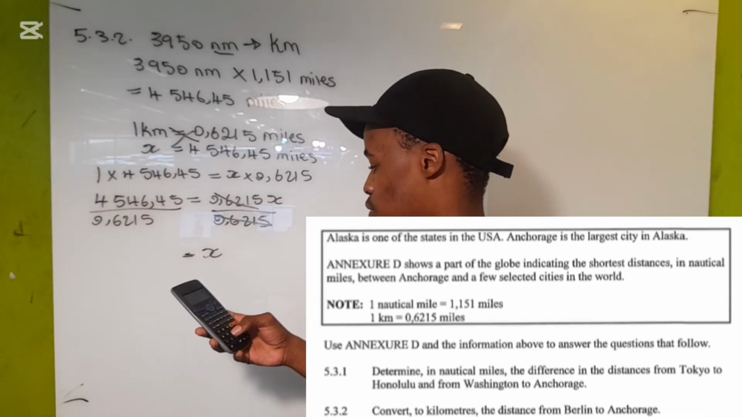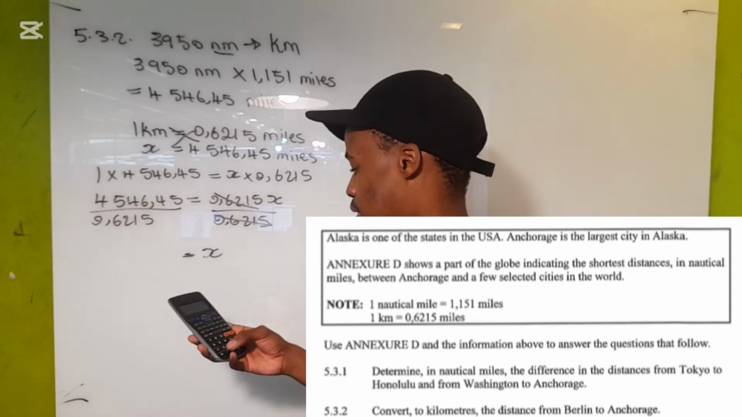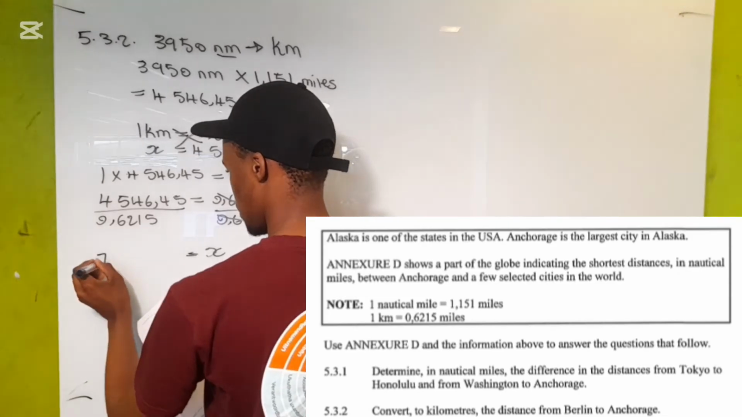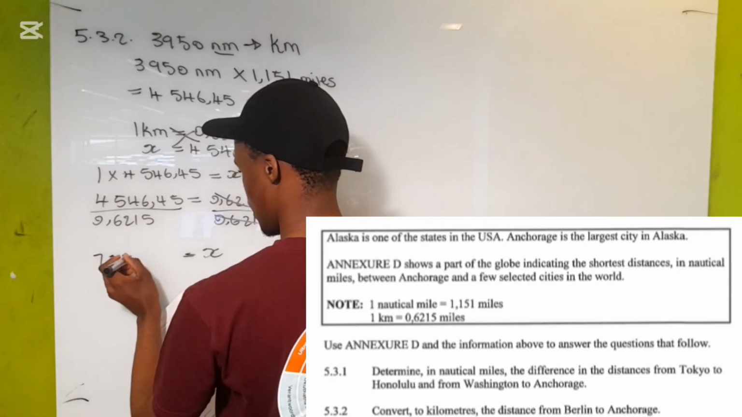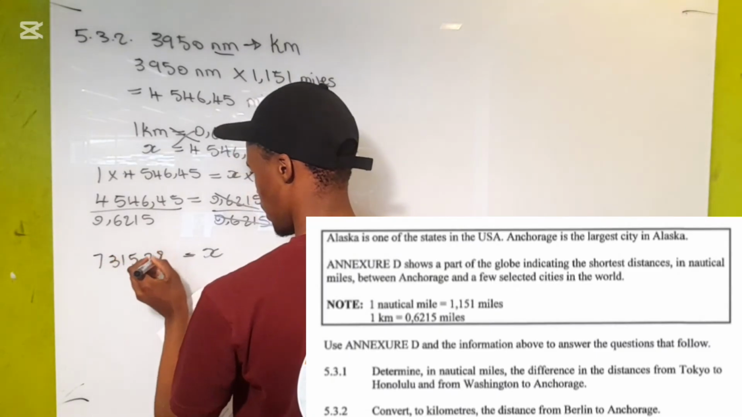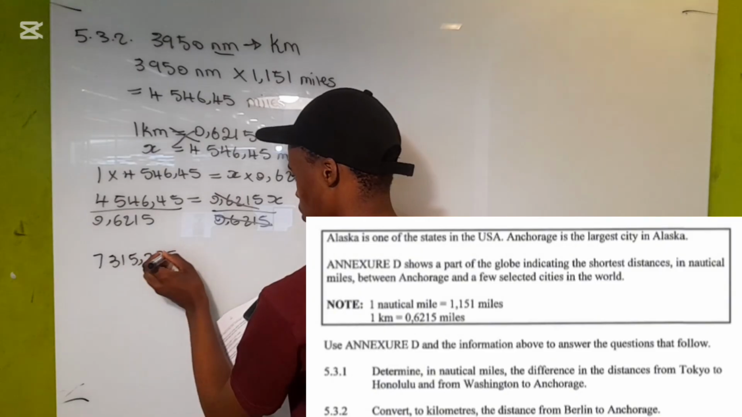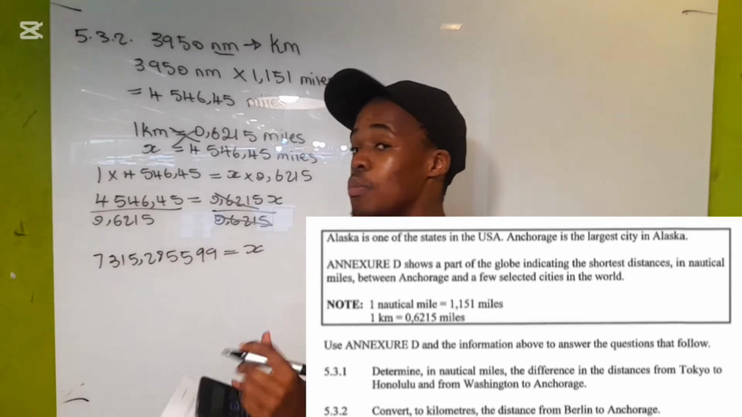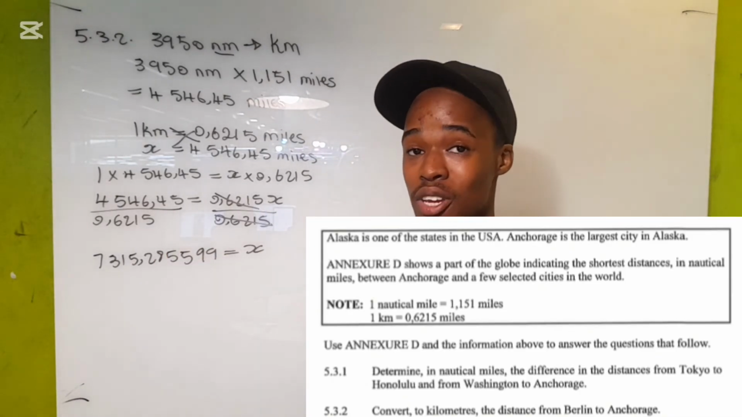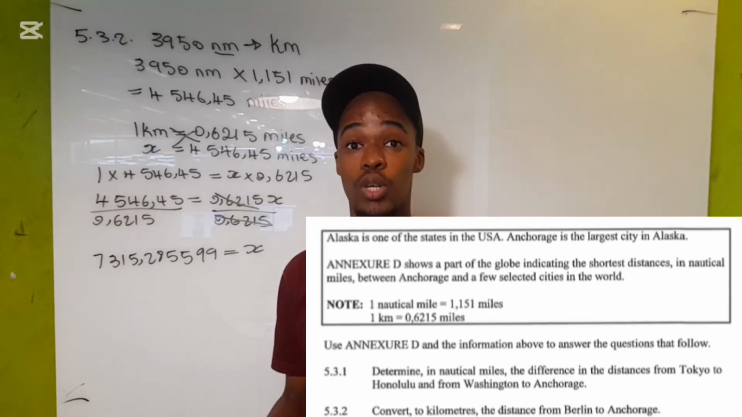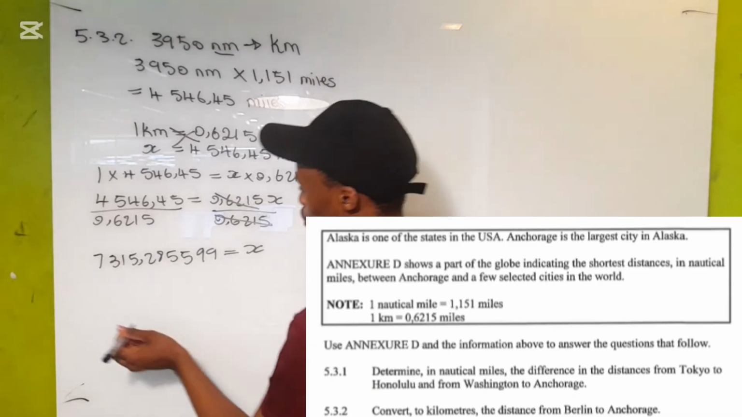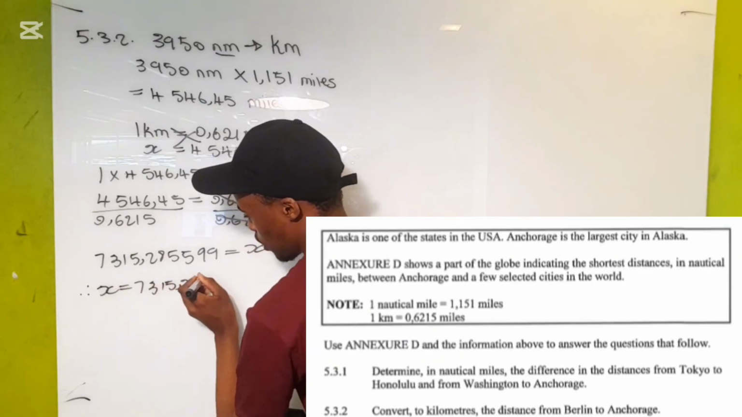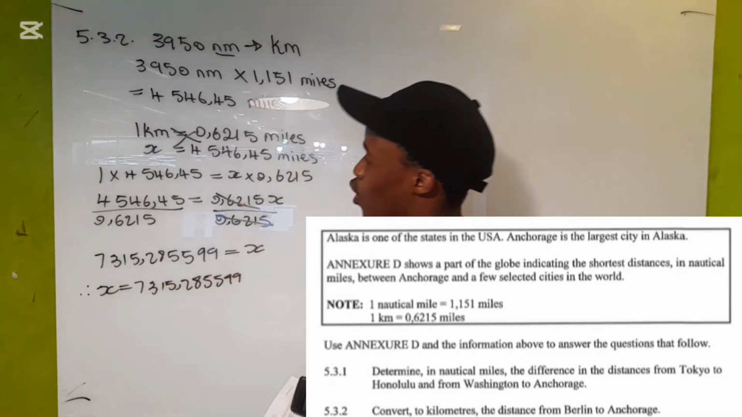We're going to say 4,546.45 divided by 0.6215. That gives us a total of 7,315.285599 equals x. Sorry, let me just erase this. Remember that you have to write the whole number as it is, so that if maybe that's where you had to leave it, you get all your marks. So this means that x equals 7,315.285599.